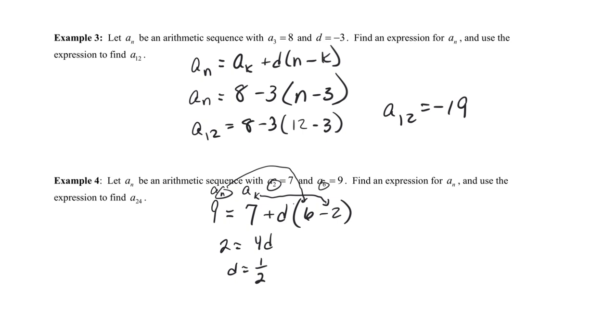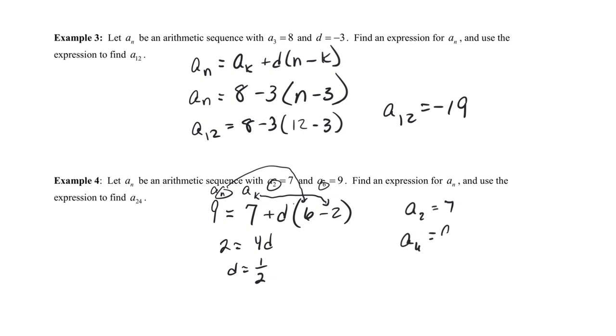There is a little bit easier way to do it. Learned this from Mr. Flick last year, so I'm going to show it to you. So what we could do is we could make this nice little a sub 2 equals and a sub 6 equals, like we're making ordered pairs, right?